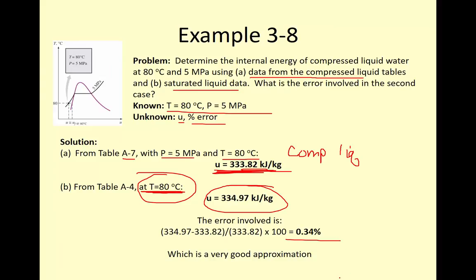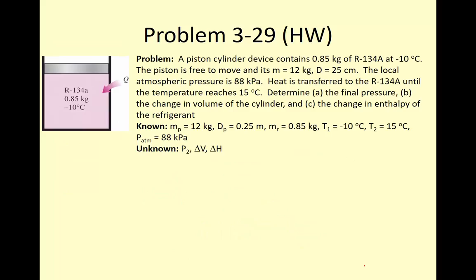So if we calculate the error, it ends up being 0.34%, which is a pretty good approximation. To only be off by that much, that's 0.34%, not 34%, like the decimal's in the right place there. So it's a pretty good approximation. It wouldn't provide too much error, and that's fine. Okay, hopefully you're gaining confidence in using and looking at the property tables. This is just one last example that I wanted to get you started on your homework.